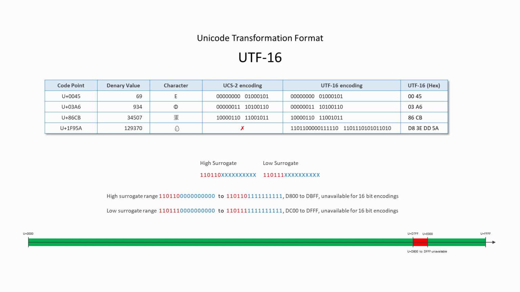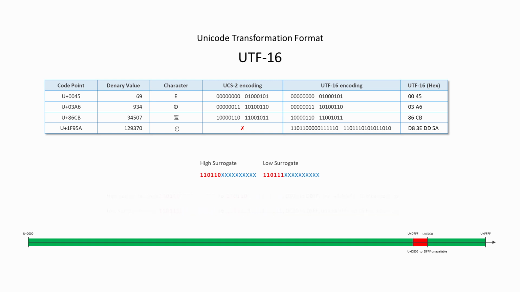This rather peculiar hole in the UTF-16 range of code points can be seen on a number line. It amounts to a total of 2,048 unavailable code points. It's also the case that any code point bigger than FFFF, that's 65,535 in denary, cannot be encoded with 16 bits.